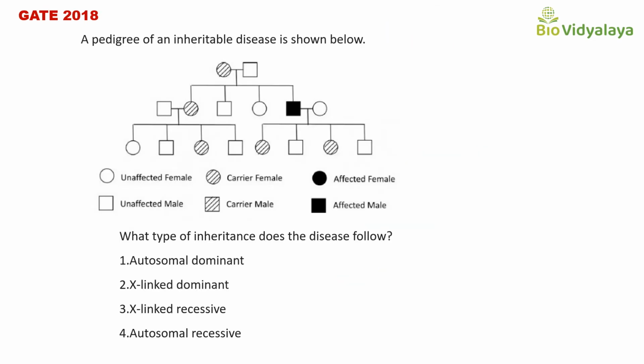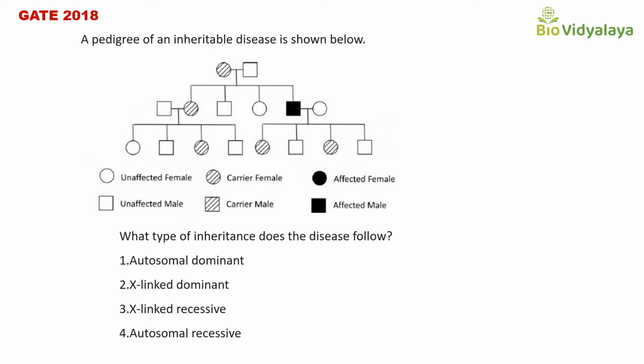Next question. This is the question from GATE 2018. A pedigree of an inheritable disease is shown below. What type of inheritance does the disease follow? Option 1, autosomal dominant. Option 2, X-linked dominant. Option 3, X-linked recessive. Option 4, autosomal recessive.